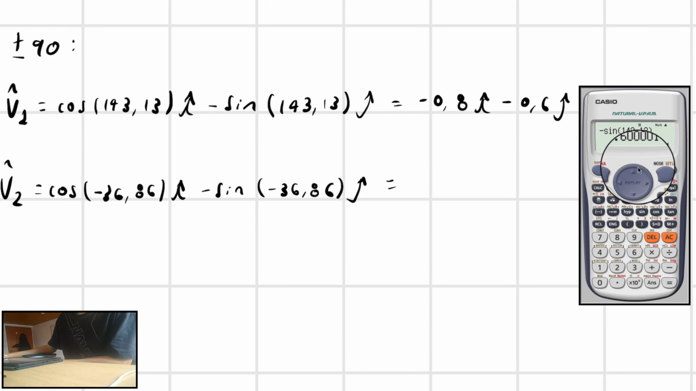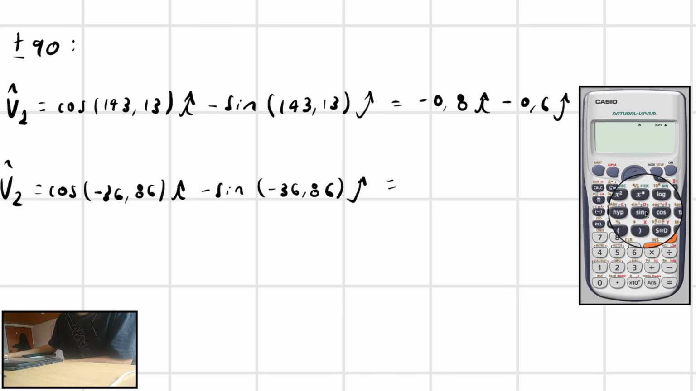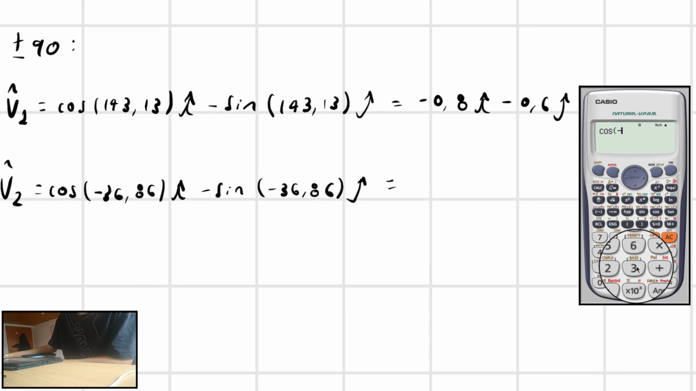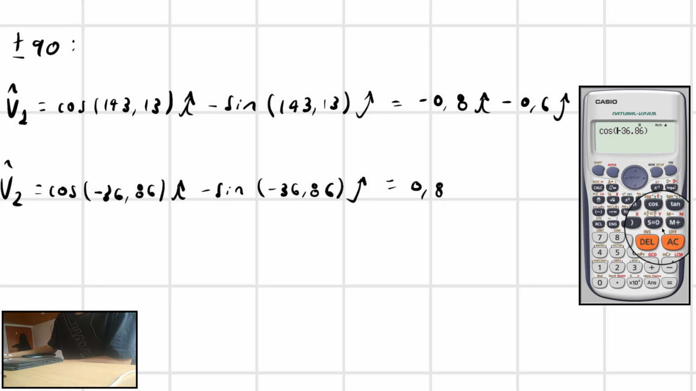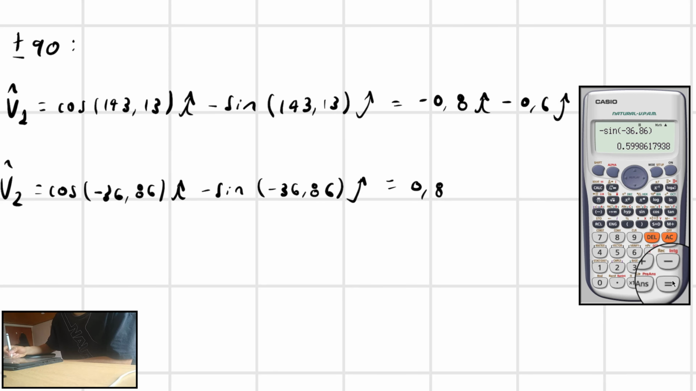And we're going to do the same thing for the other part. So cosine of minus 36.86 is going to be equal to 0.8 and minus sine of this is equal to plus 0.6. j, once again I forgot to write down the direction, specifically, i.